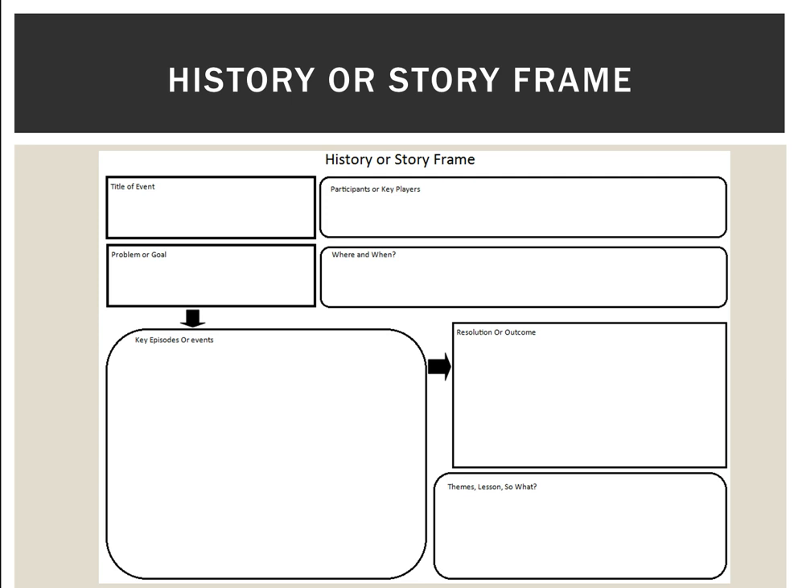So this is the history or story frame. As you can see on this one, we've got the title of event, the problem or goal, who are the key players, where and when did it happen, what actually happened, what were the key events or episodes, what was the outcome of that thing, and what was the overall lesson.